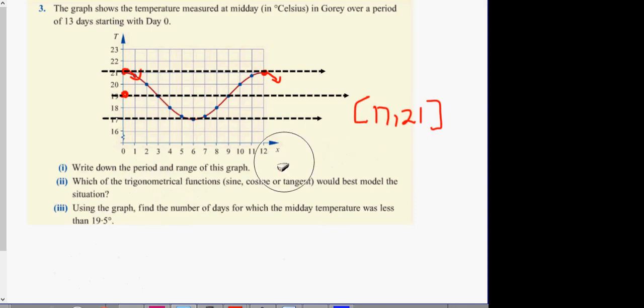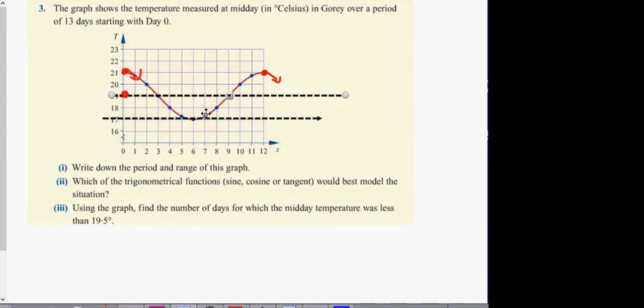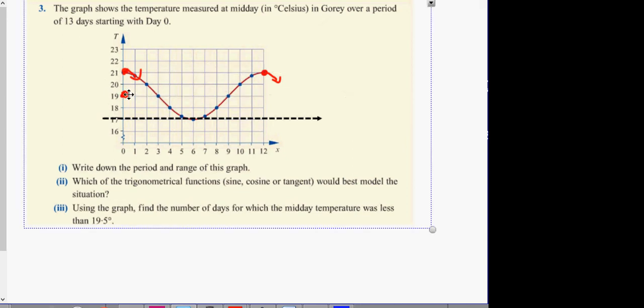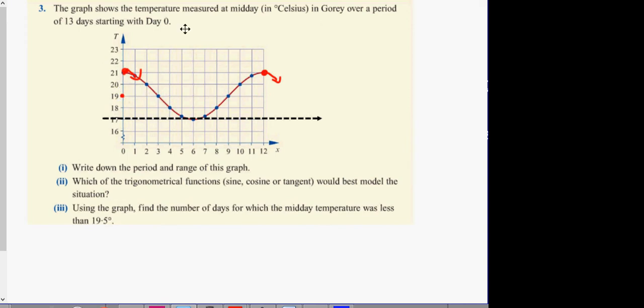So what we're going to do here is graph out 19.5 and move it directly across. So 19.5 around here. Then bring it all the way across and bring it down. So count the number of dots underneath this: 1, 2, 3, 4, 5, 6, 7. 7 days are underneath 19.5.